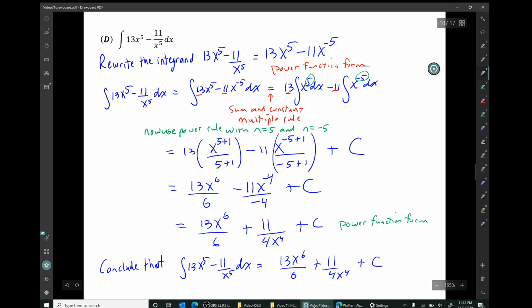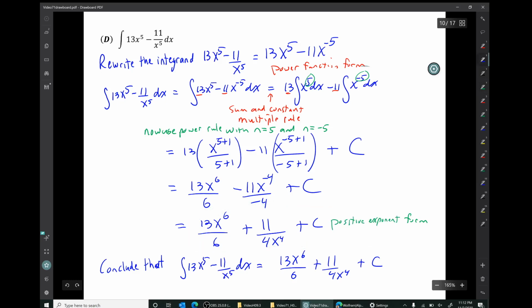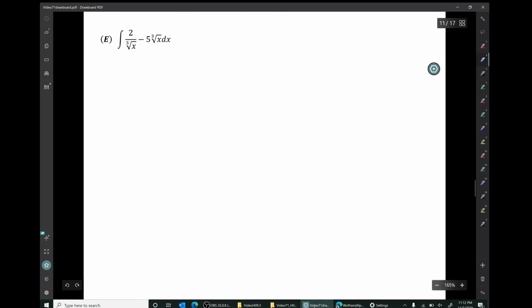And notice again at the end, I rewrote the final answer in positive exponent form. And the last thing I do is write a clear conclusion. Let's go on. Question E.